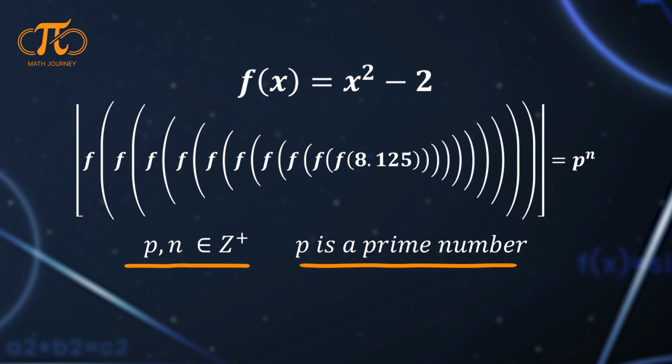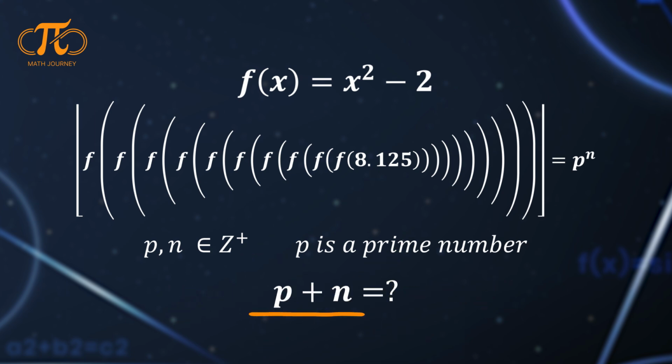This value equals a prime number p raised to the power of a positive integer n. Your goal is to calculate the sum of p and n. Curious? Let's dive in.